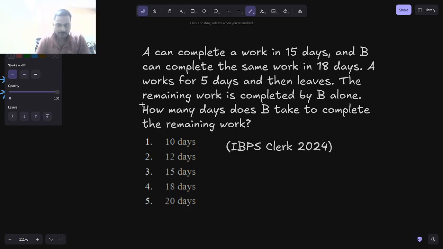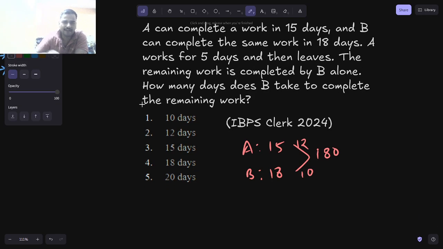Let's solve a question from time and work. A can complete a work in 15 days. B can complete the same work in 18 days. A can do it in 15, B can do it in 18. There is no other person here, so I can write 180. So this is 12 times, this is 10 times.